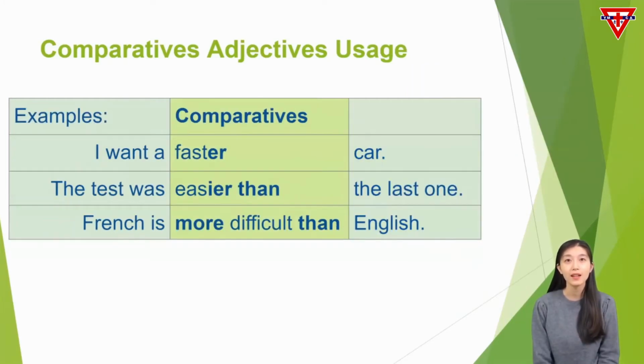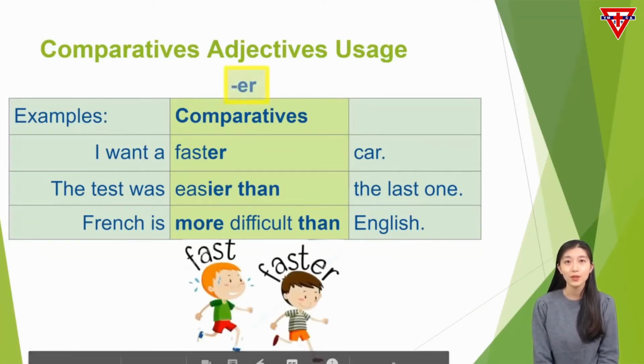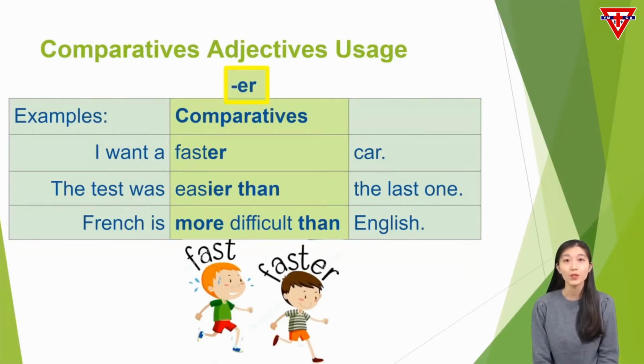Now let's take a look at how we can use comparatives in a sentence. It is very important to use than after the comparative if you compare two things. So you say the test was easier than the last one, or French was more difficult than English.